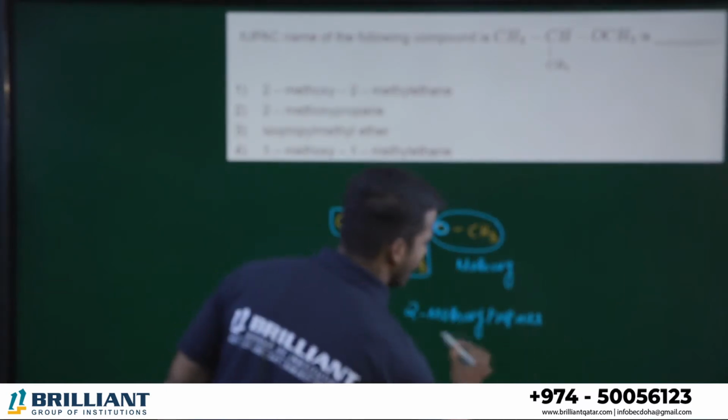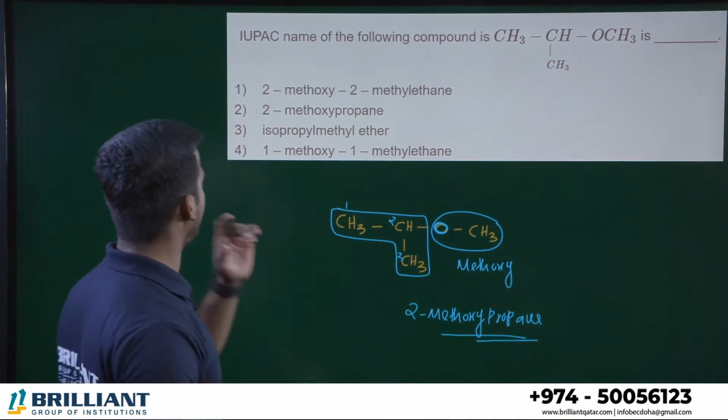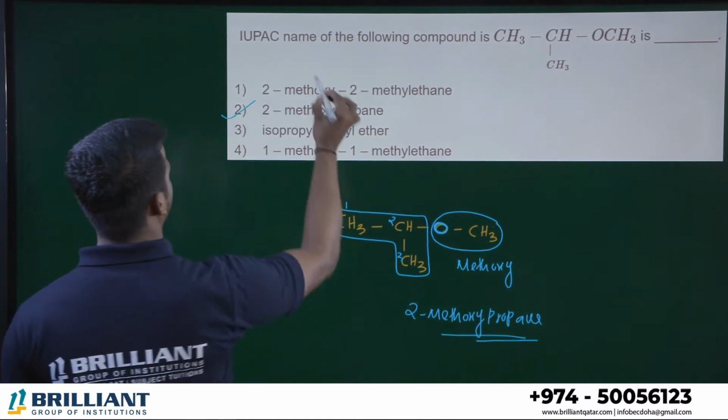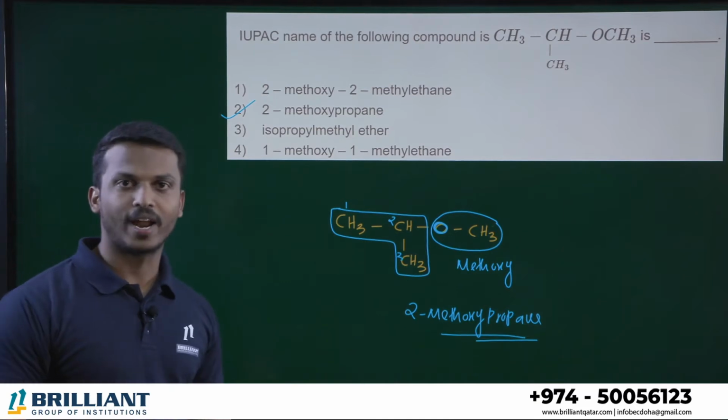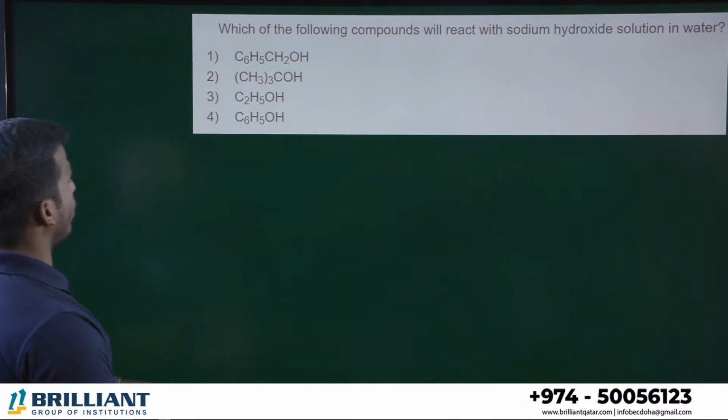2-methoxy propane. That is the IUPAC name of the given compound. Alright, 2-methoxy propane. What is your answer? Option number 2, 2-methoxy propane. So ether naming is important. Here we are going to the next question.